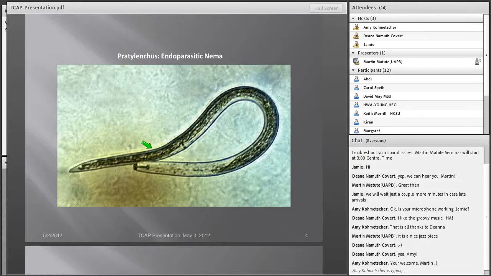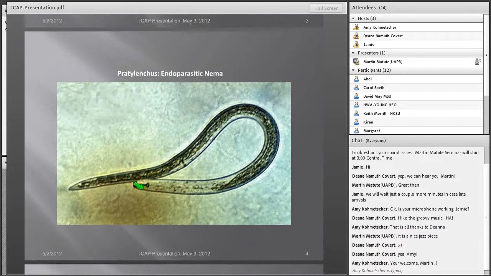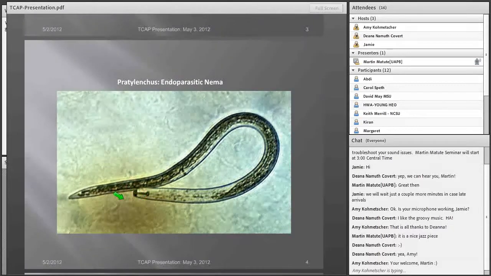Now this is an example of an endoparasitic nematode. Endoparasitic nematodes are generally small because they have to live within the tissues of their plant host. Here you can see, I hope I'm not covering that, this is a stylet here. Remember we said it was more like a spear. This is a stylet right over here.